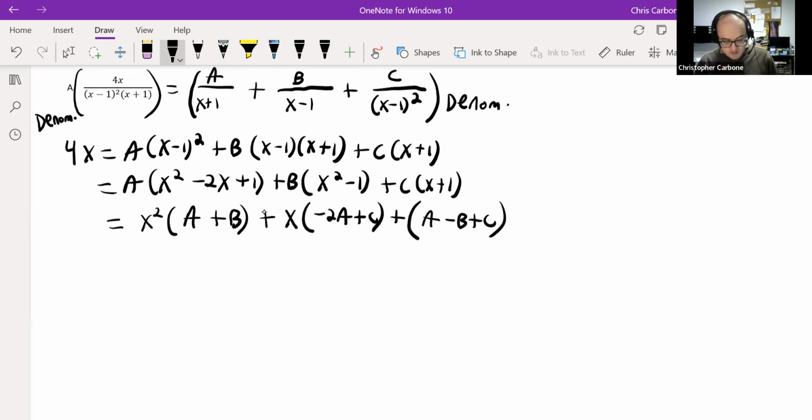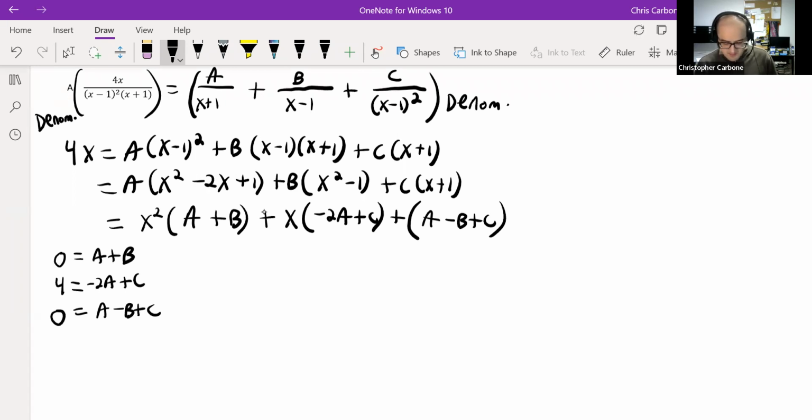All right, so tossing that all together, our three equations will be, since there is no x squared term on the left, 0 is equal to A plus B. This second one will be for the x term, the 4 in front of the x: 4 is equal to negative 2A plus C. And there's no constant, so 0 is equal to A minus B plus C.